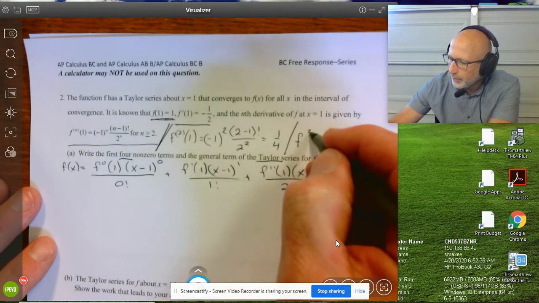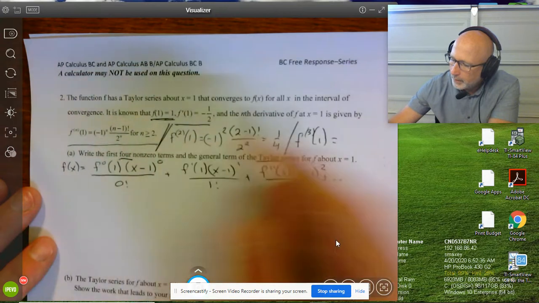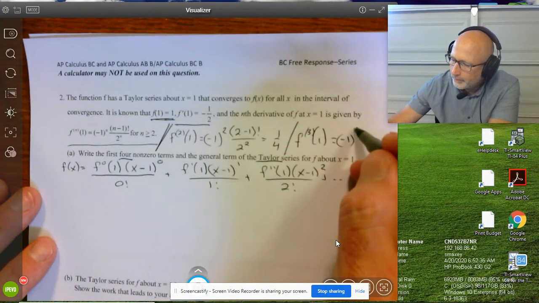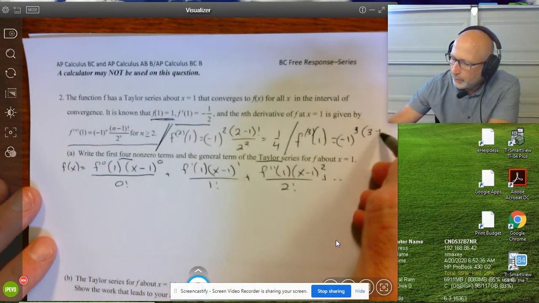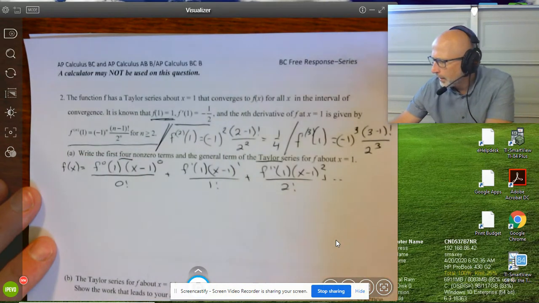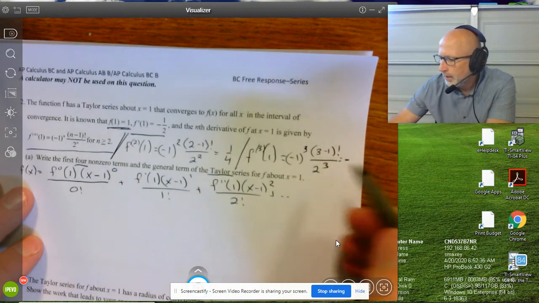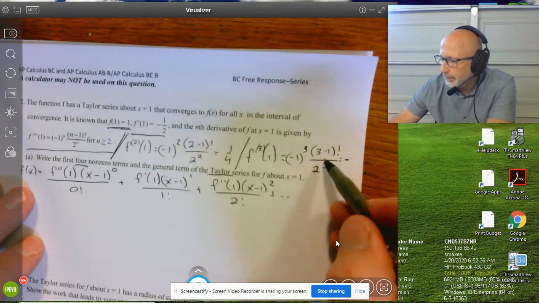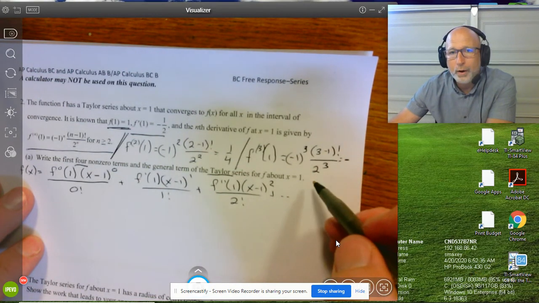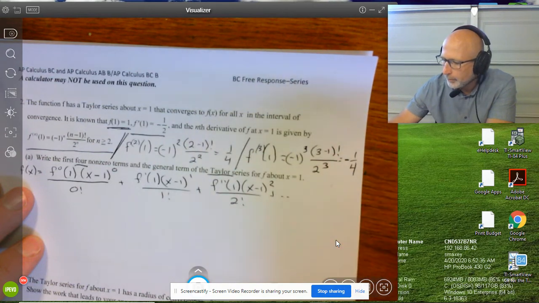Furthermore, I need to know what the third derivative is evaluated at 1. Well, that is negative 1 to the third times 3 minus 1 factorial all over 2 to the power of 3. Okay, let's see if I have enough room. This is equal to negative, because that's a negative, 2 factorial, so 2 factorial is 2 over 8. So 2 over 8 is going to give you negative 1/4.